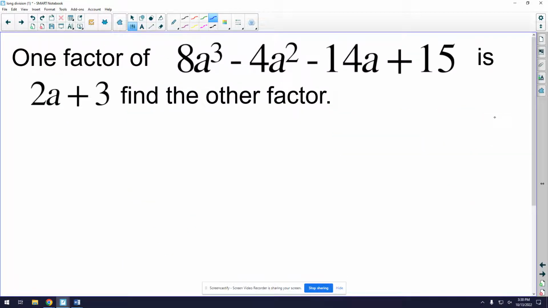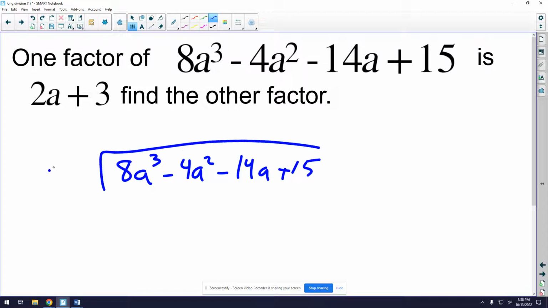Okay, one factor of 8a to the third minus 4a squared minus 14a plus 15 is 2a plus 3. Find the other factor. That's just another fancy word for saying divide. These are already in order. I'm not missing any terms, so I can just keep it the way it is. I'm going to divide by 2a plus 3.